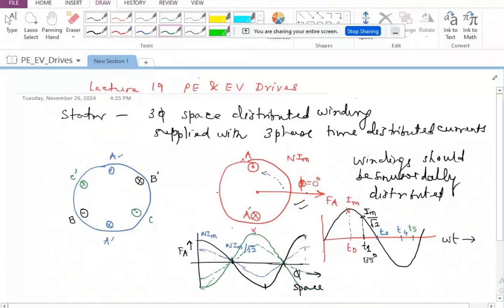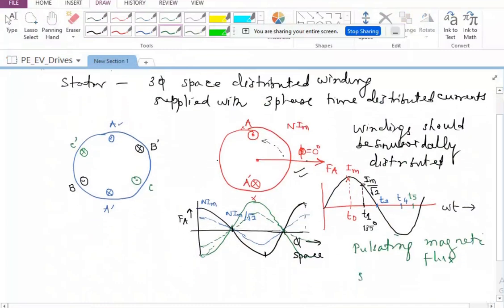So when I am looking at a single phase sinusoidal time distributed current feeding a single phase winding, I will have a pulsating magnetic flux. It is not traveling, it is a standing wave. It will be a standing wave. Only thing is, you are going to have variation in the magnitude right from n times Im to minus n times Im, and it is traversing all the in-between values.